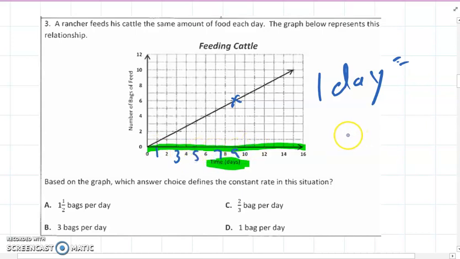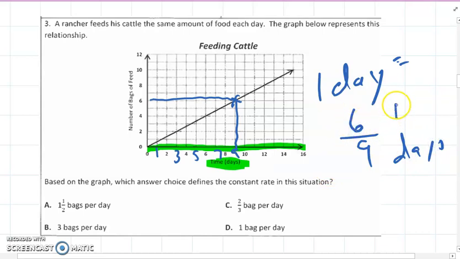So in 9 days, how many bags of feed will he have used, the rancher? Well, if I look at 9, that's actually 6. So then he would have used 6 bags. So in 9 days, I'll make this as the days, he'll use 6 bags.